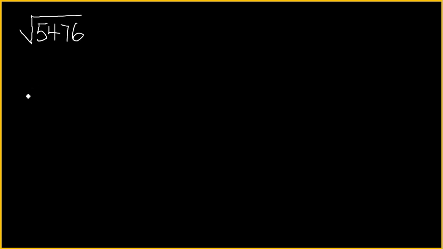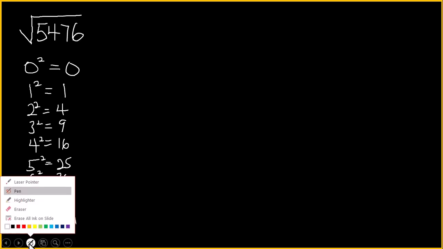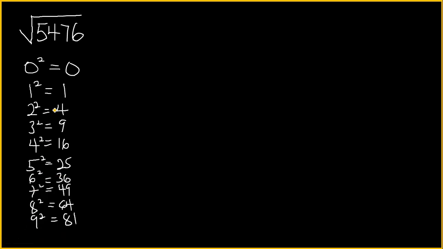So with perfect square numbers, let's list the squares of the first numbers from 0 to 9. So let's start. We have 0. So let's memorize these perfect squares. Now let's highlight the last digit of the perfect square numbers.